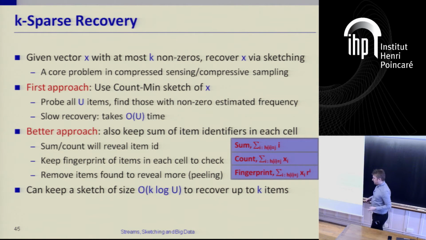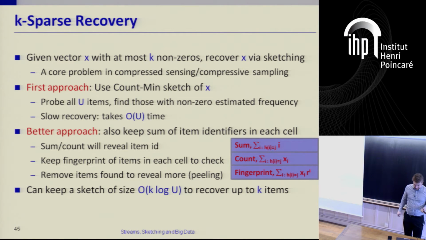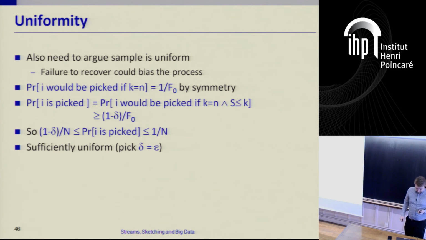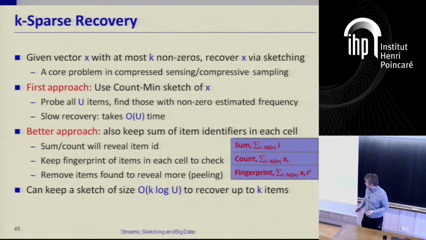Right? And if you find that item once, you can take that out, figure out all the other places where it was mapped to in the sketch, remove those occurrences and keep iterating. Right? So that's called peeling. So that gets you a slightly better bound, and it means you can do this reconstruction quite quickly. Okay. So that's sparse recovery in the slide.